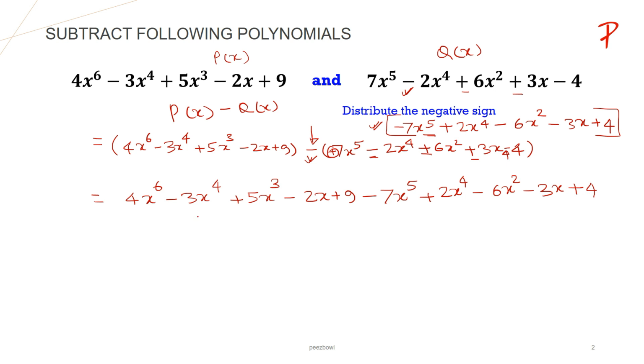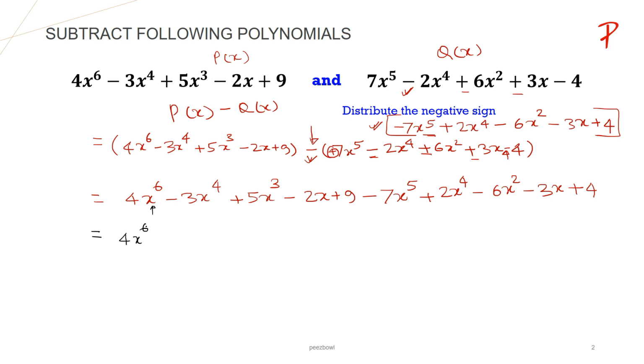Now I have to arrange the like terms. Like terms means the terms having the same degree of x. For example, here we have x to the power 6. So I have to search for another term having the same degree of x, right? When I see here x to the power 6, I do not see any other term which has the same power of x. So I will write it as it is. This is equal to 4x to the power 6, right?